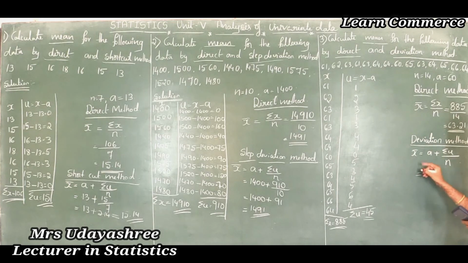Now I will substitute in this formula. x bar is equal to A, which is 60, plus summation of u, which is 45, divided by small letter n, which is 14. So that is 60 plus 45 divided by 14, that is 3.21. So this is equal to 60 plus 3.21, which is 63.21. Here the answers are the same but the formulas are different.